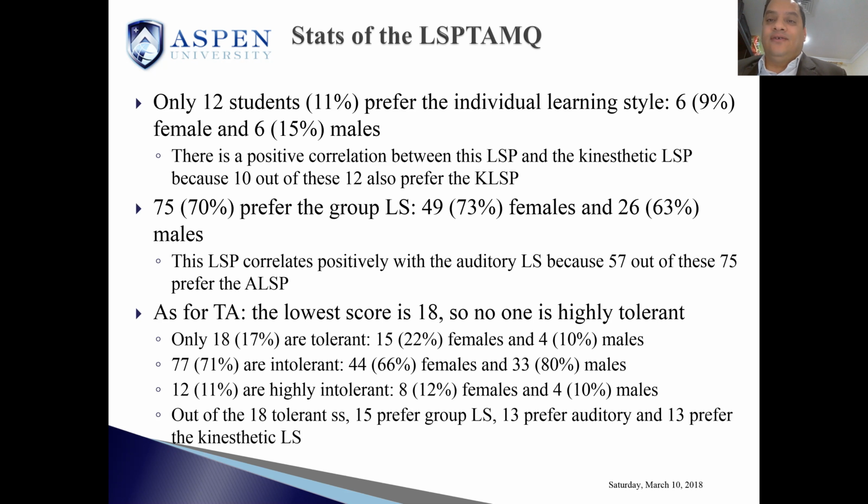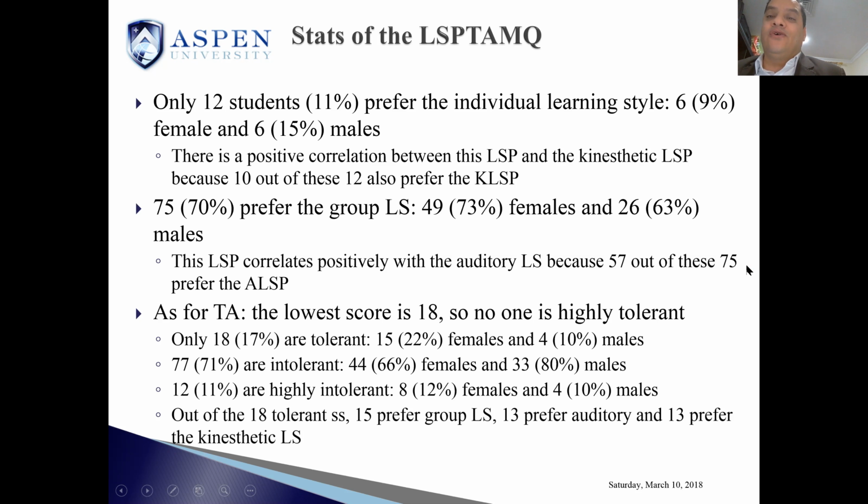The next interesting piece of information is about the tolerance of ambiguity. As we said, for the tolerance of ambiguity, the scores should range from 0, which is highly tolerant, to 48, which is highly intolerant. For highly intolerant, it should be 37 to 48. For intolerant, 25 to 36. And for tolerant, 13 to 24.